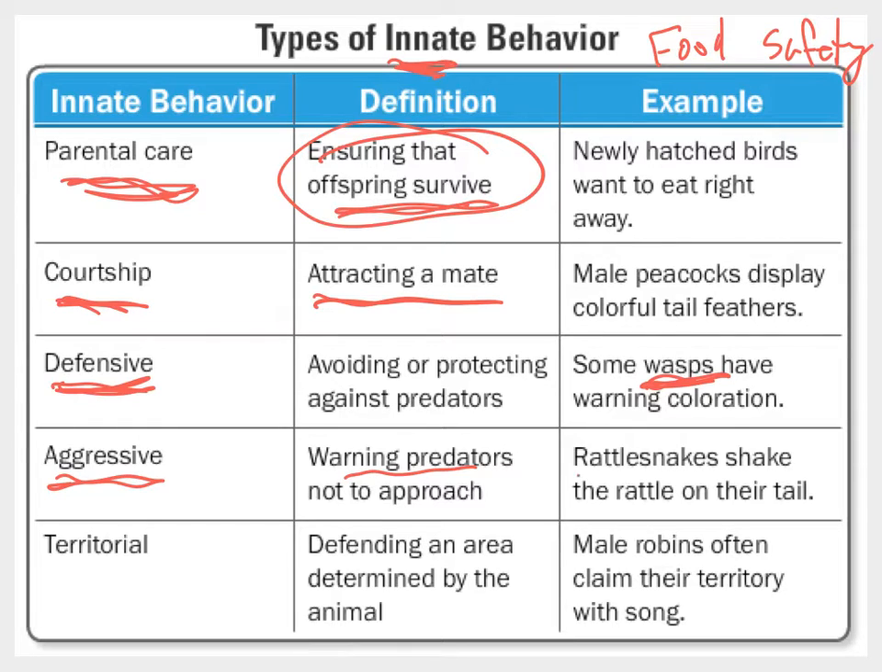Okay, and that can be something like a rattlesnake that'll shake its rattle on its tail that'll kind of let you know that it's there. So it's somewhat defensive, but it's also more aggressive. It's letting you know that if you get close, hey, I'm going to come after you.